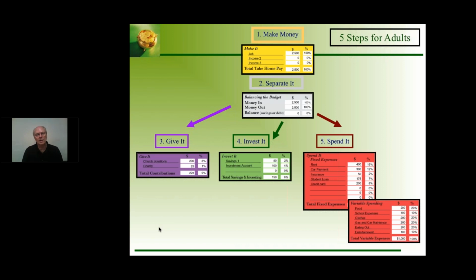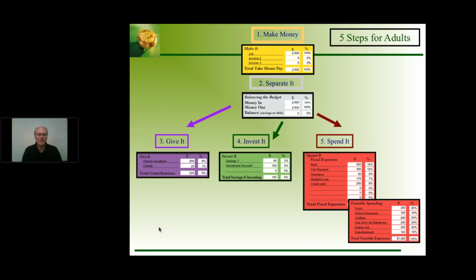Step number 2 is we need to separate it. And again, the way we do this is the money comes in, money goes out, it needs to be equal to 0. So any money that's coming in, we want to separate it and determine where that money is going to go. Step number 3 is to give to charity. This is where you're going to come up with the different churches and charities that you want to give to, and this is your goal for how much you want to give that month.